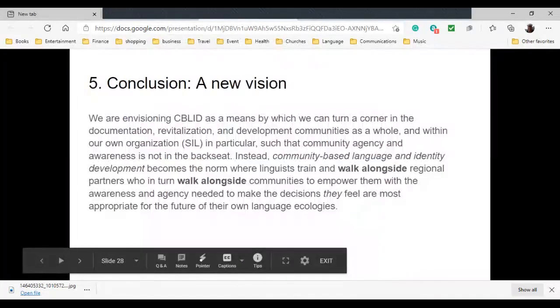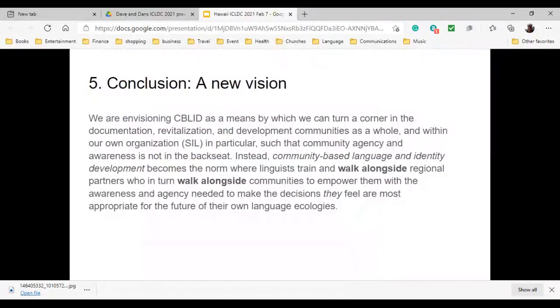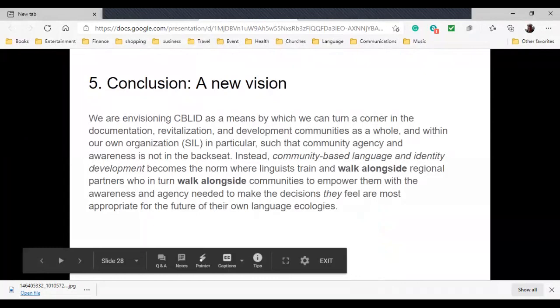All right, that brings us to our conclusion. We are envisioning community-based language and identity development as a means by which we can turn a corner in the documentation, revitalization, and development communities as a whole, and also within our own organization, SIL in particular, such that community agency and awareness is not in the backseat. Instead, community-based language and identity development becomes the norm, where linguists can train and walk alongside regional partners, who in turn walk alongside communities to empower them with the awareness and agency needed to make decisions they feel are most appropriate for the future of their own language ecologies.